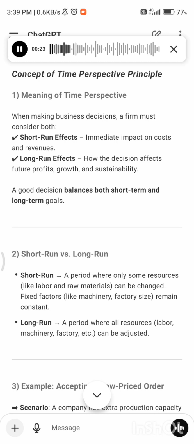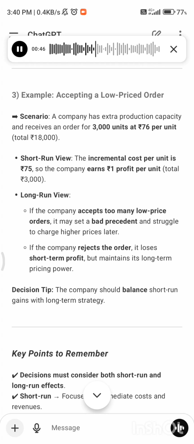2. Short-run versus long-run. Short-run, a period where only some resources, like labor and raw materials, can be changed. Fixed factors, like machinery, factory size, remain constant. Long-run, a period where all resources, labor, machinery, factory, etc., can be adjusted. Example, accepting a low-priced order. Scenario, a company has extra production capacity and receives an order for 3,000 units at 76 per unit, total 18,000.